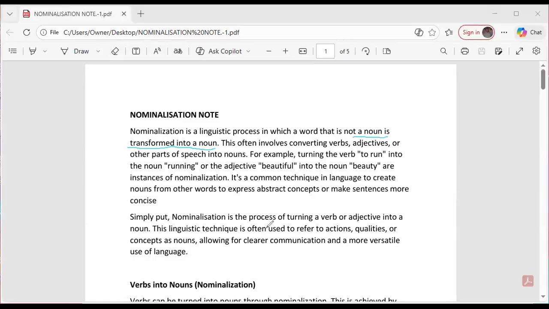So remember we said that it is a process of doing what? The process of turning a verb or an adjective into a noun. Good. Now, this linguistic technique is often used to refer to actions, qualities, or concepts as nouns, allowing for clearer communication and a more versatile use of language. Good. So let's go down and see how nouns are being transformed.